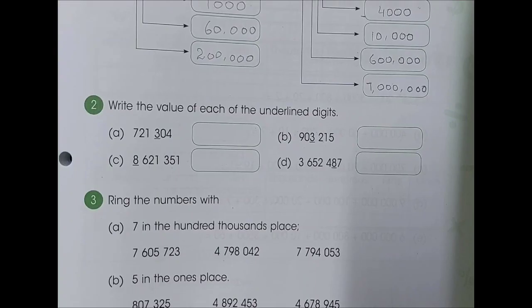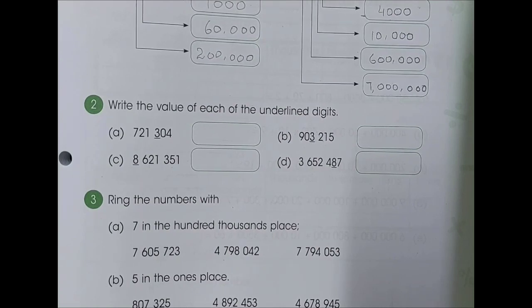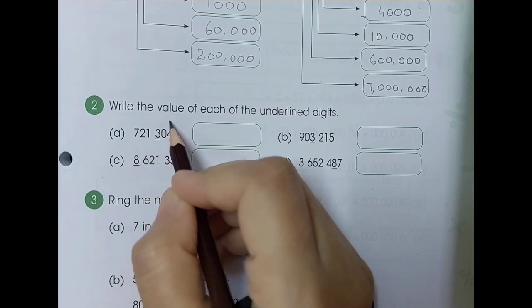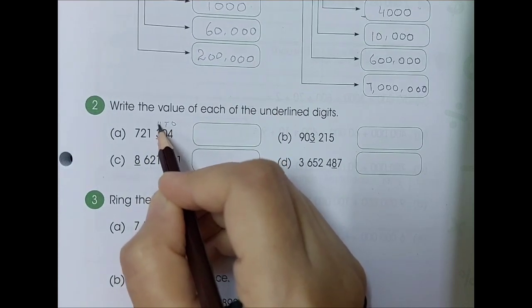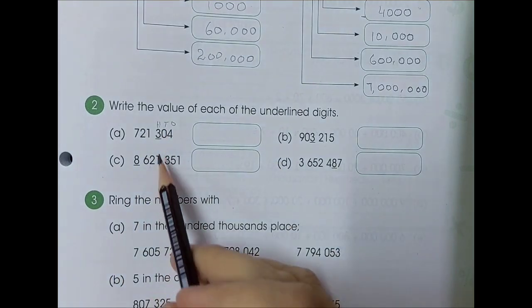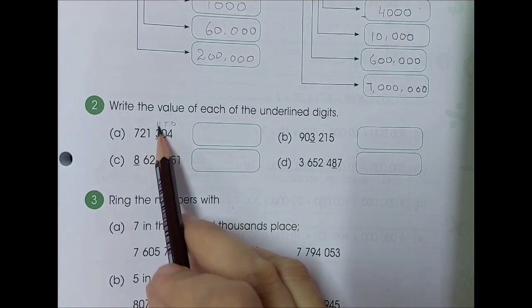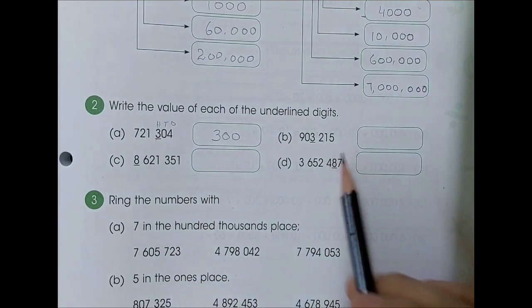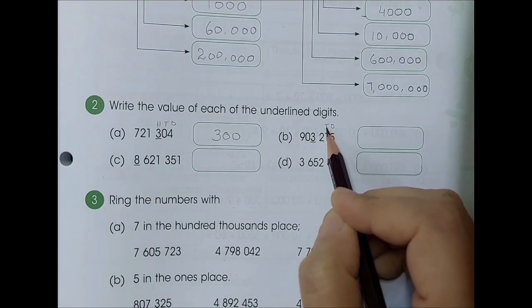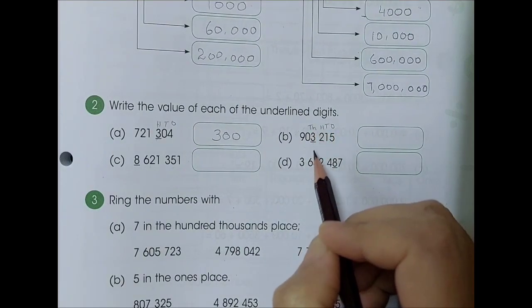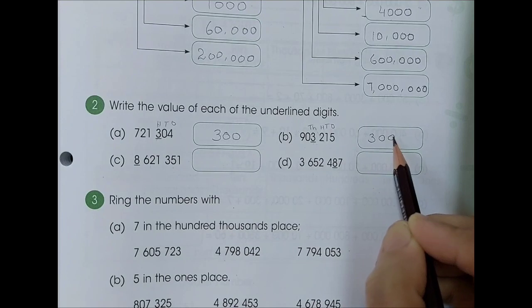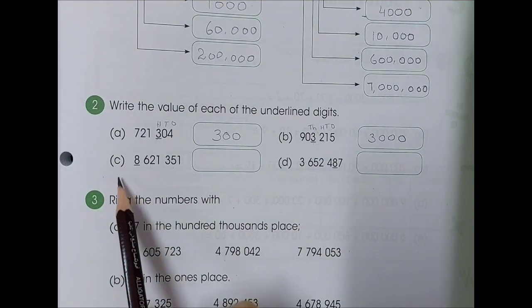In question number 2, we have to write the place value of only the underlined digits. Okay, let's start part A. The number is given, so we write ones, tens, 100. Till here we will stop because our underlined digit is here. It will become 300. Okay, and then part B: ones, tens, 100, 1000. So now 3 is at 1000 place. It will become 3000.